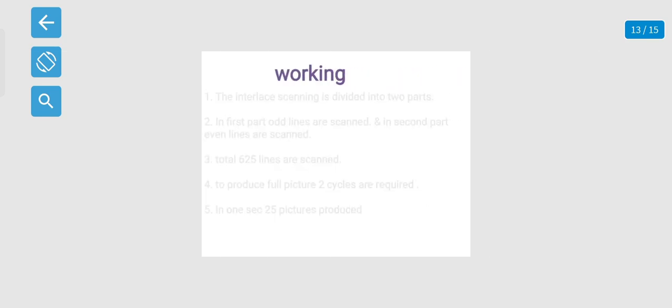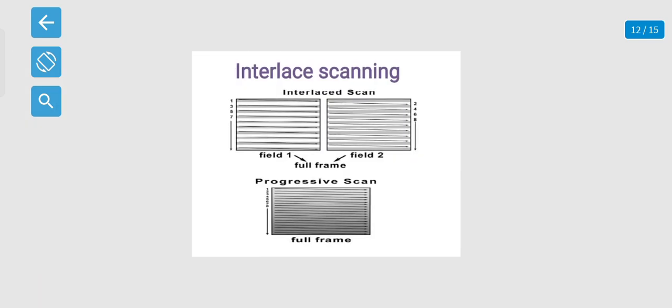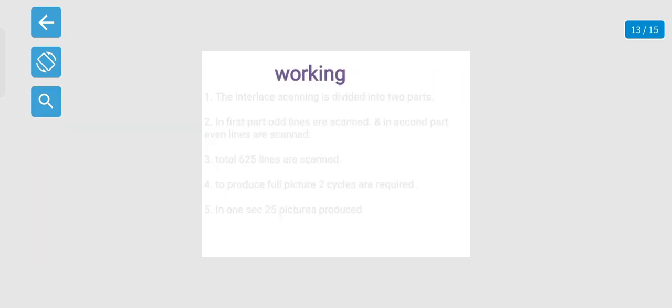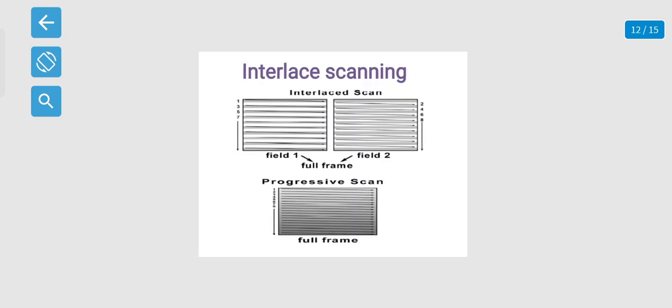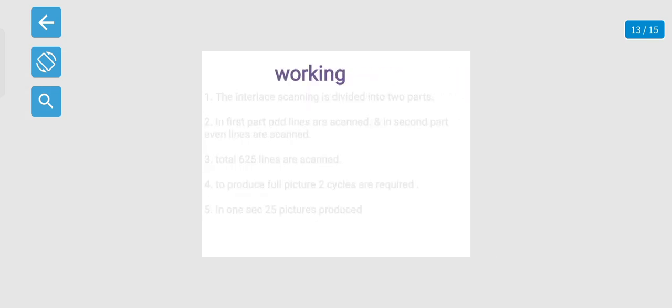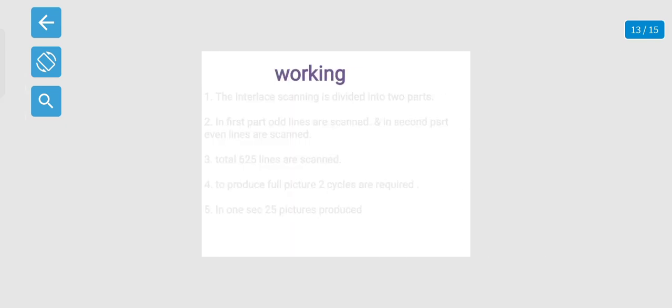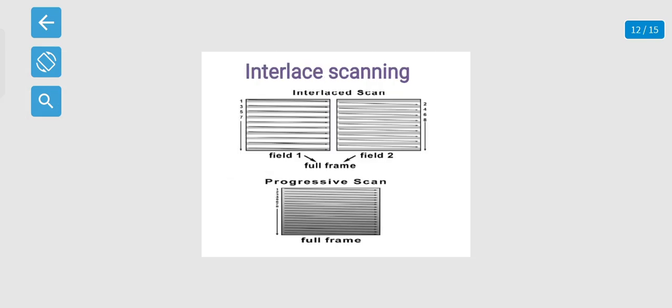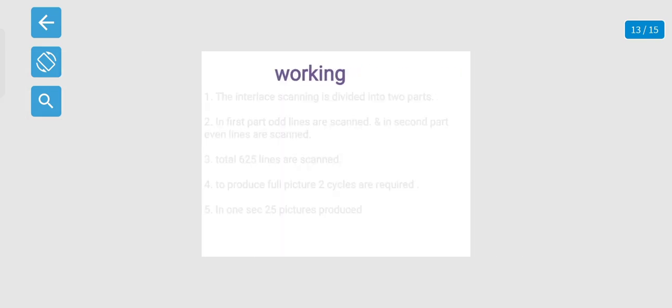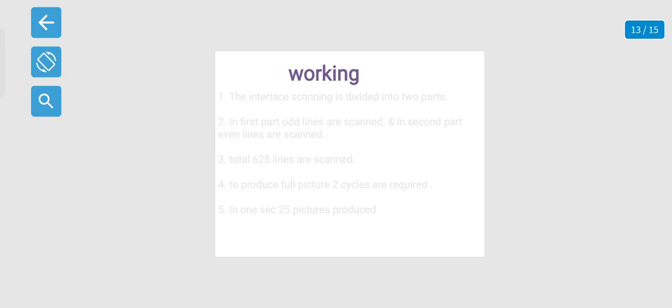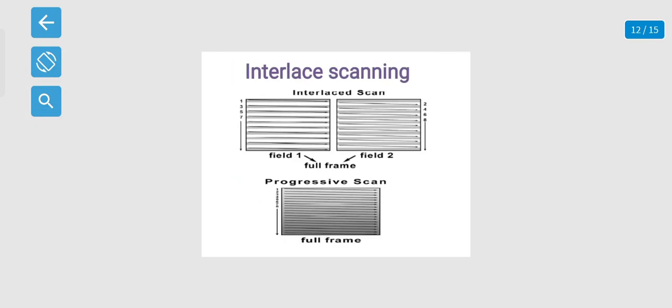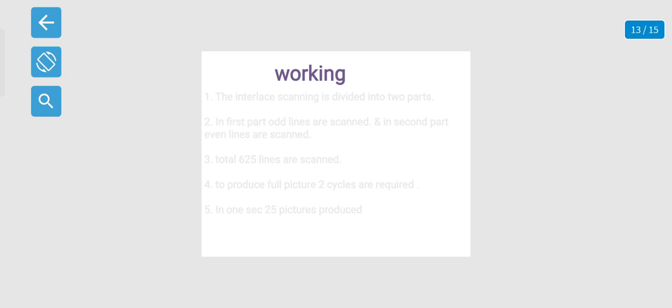Interlace scanning. In interlace scanning, the picture is divided into two parts. In the first part, odd lines are scanned, and in the second part, even lines are scanned. Total 625 lines are scanned. To produce the full picture, 2 cycles are required. In one second, 25 pictures are produced.